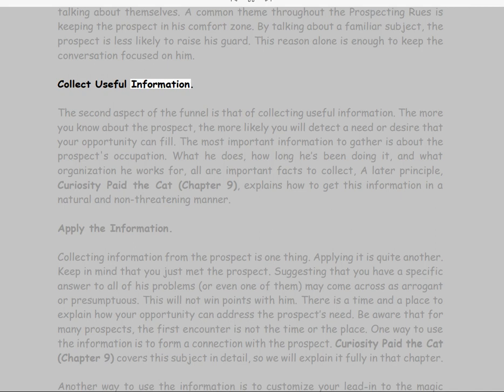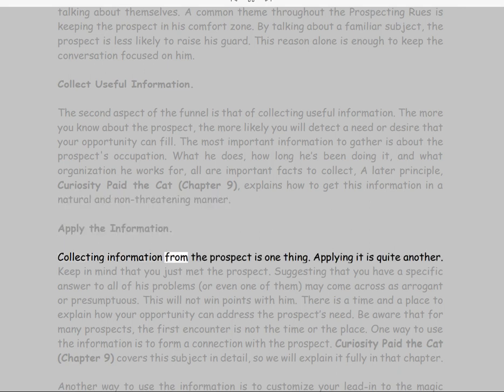Collect useful information. The second aspect of the funnel is that of collecting useful information. The more you know about the prospect, the more likely you will detect a need or desire that your opportunity can fill. The most important information to gather is about the prospect's occupation. What he does, how long he's been doing it, and what organization he works for, all are important facts to collect. A later principle, Curiosity Paid the Cat, Chapter 9, explains how to get this information in a natural and non-threatening manner. Apply the information.